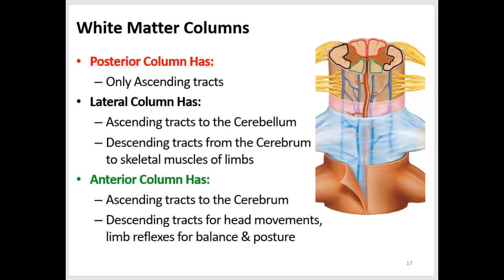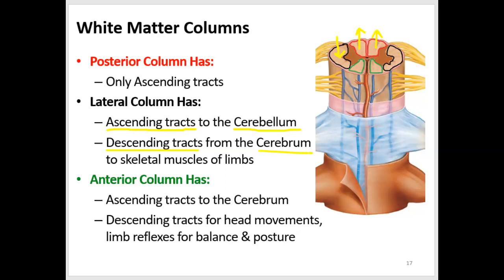So the posterior column is easy because all of the information is ascending. So essentially you can think of that as sensory information going up to the brain. The lateral column has both ascending tracts and descending tracts. Not that I'm going to make you memorize where these axons are going, but the ascending tracts are destined for the cerebellum. The descending tracts, the ones that are going down from the brain, they originated from the cerebrum.